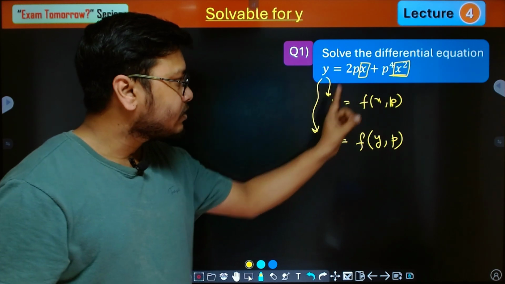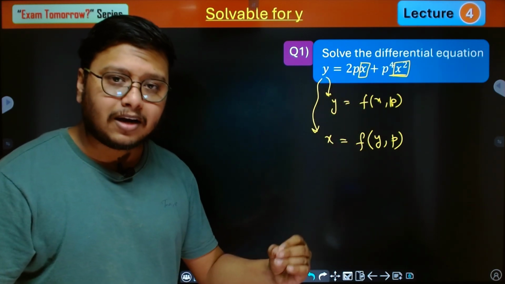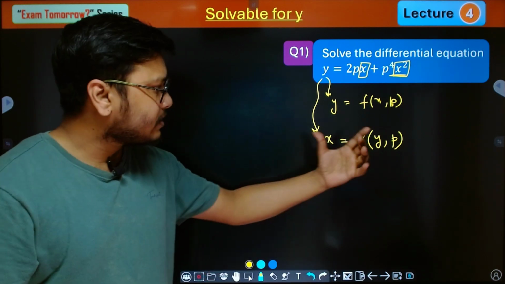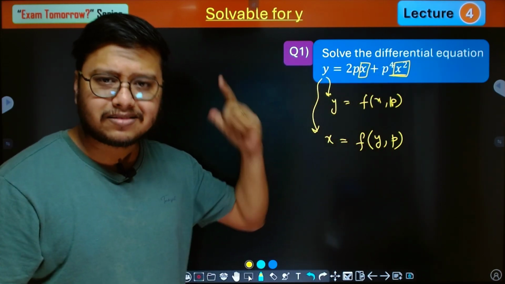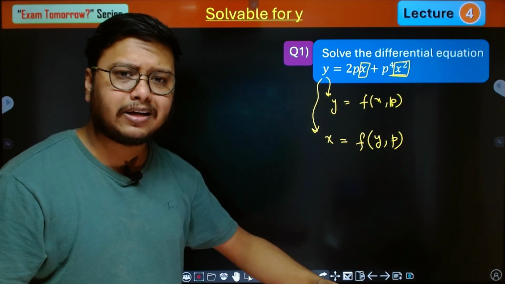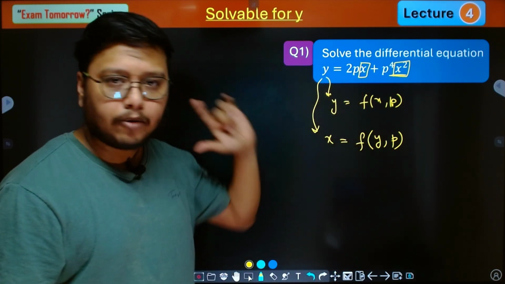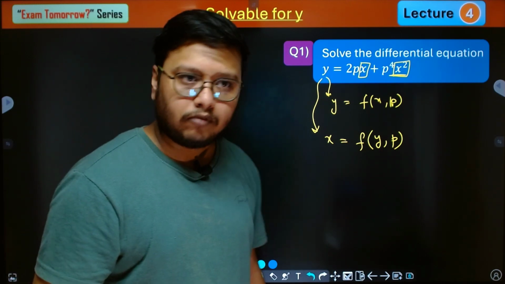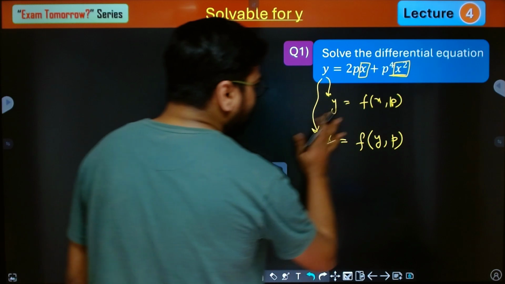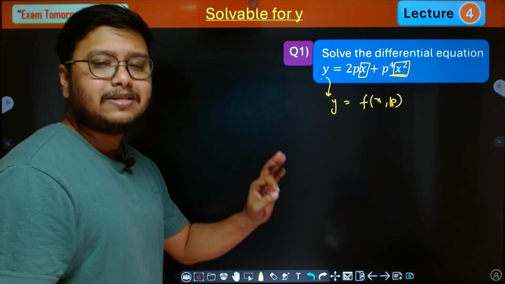So we can solve this differential equation in both ways, but we will always prefer the one which is easier to do. Obviously that is not going to be easier in this case because it's a quadratic in x, and then factorizing it or using Sridhar Acharya takes a few extra steps. Here it's already in the format of y as a function of x and p, so that would be an easier way to solve this differential equation.